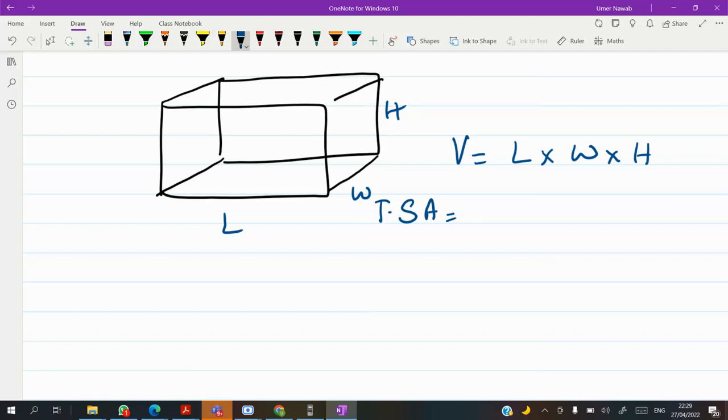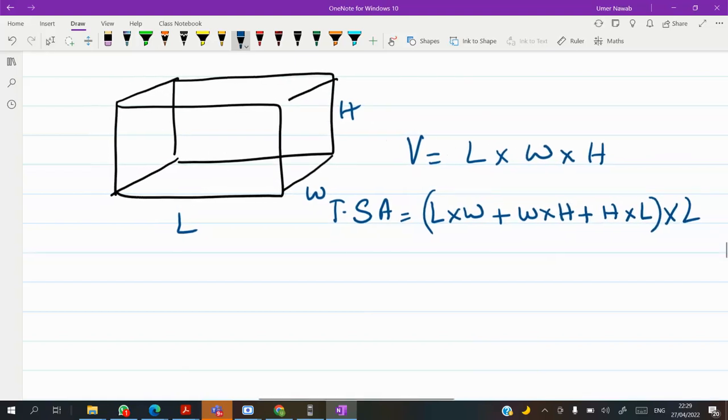Total surface area mainly depends upon how many faces are seen here. For example, we have L times W, the bottom face. We have the right hand face, W times H, and we have the front face, which is H times L. You need to multiply by 2 because we want to find the area of all 6 faces. I found the area of 3 faces, then times 2. This is the total surface area.